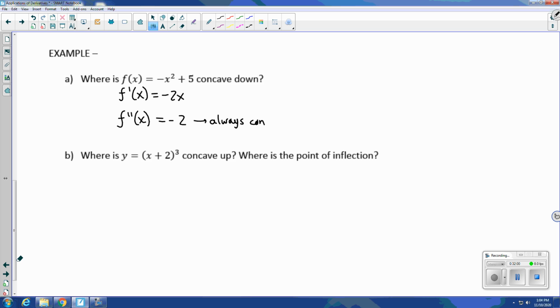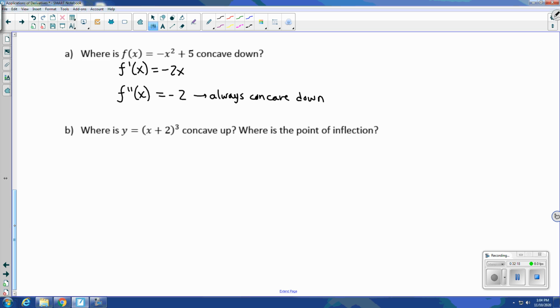There is no need to make a sign chart on this. There are no critical points to be found here. The second derivative never equals 0, it's never undefined, and it's not bounded between 2 points, so there are no critical points. And that should make sense if you think about what this graph looks like. Negative x squared plus 5 will look something like this, and you can see that graph is always concave down.